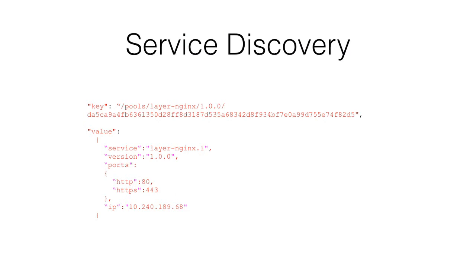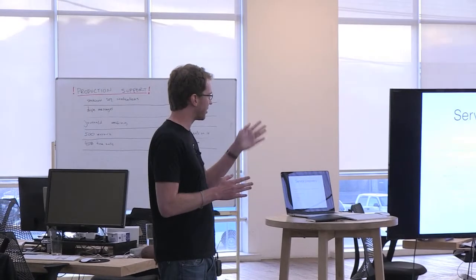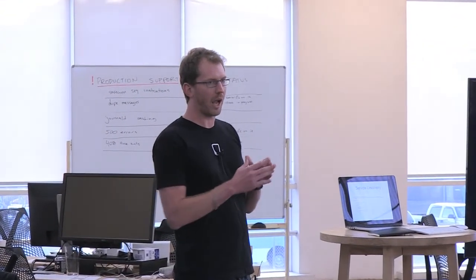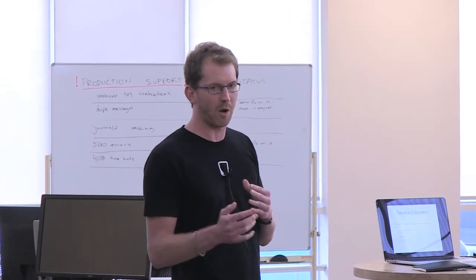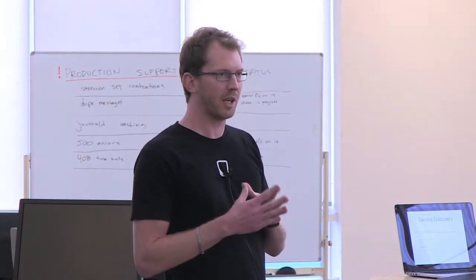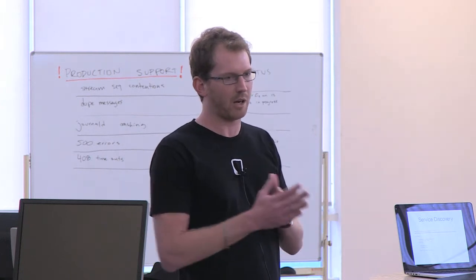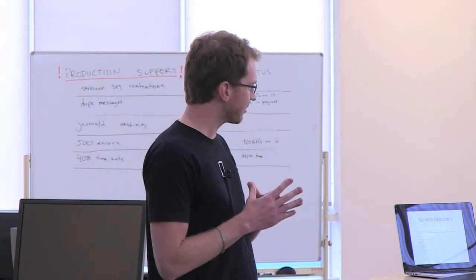So this is what the other side looks like. After the watchdog service has decided you're healthy, it puts you into the pool's key space. So this is under v2 keys in etcd. And the way to read this is, in pools, there's a service named Layer Nginx. It's running at version 1.0.0, and here's its Docker ID. The Docker ID is really just there for uniqueness. Downstream services may or may not care about the version. If you don't care, you just recurse over the whole namespace and grab all the instances of the service.